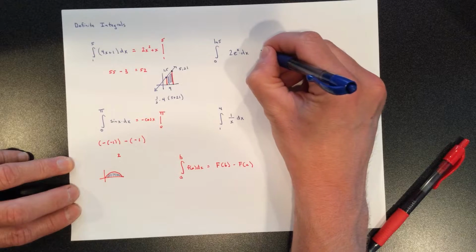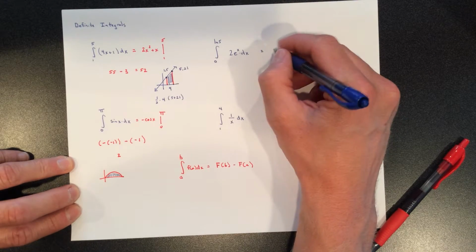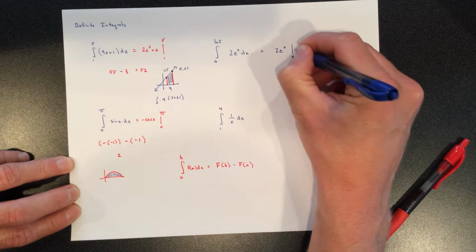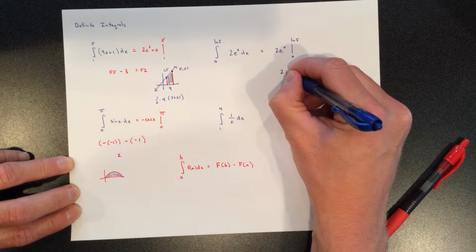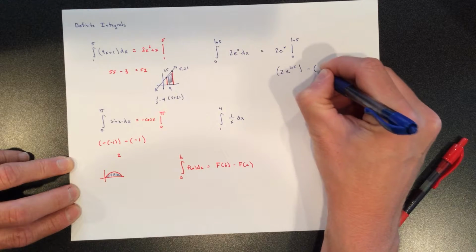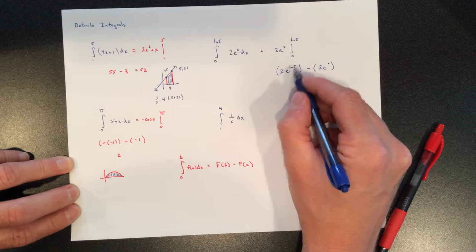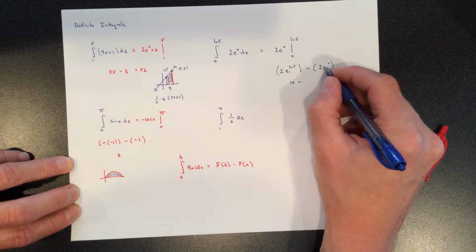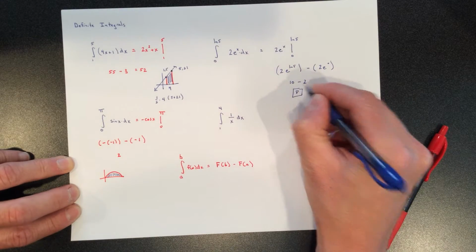Okay, how about this one? So the integral of 2 e to the x, so the integral of e to the x is just e to the x. Those are the easiest ones. So it's just 2 e to the x, and then evaluate from 0 to the natural log of 5. So that's just 2 e to the natural log of 5, right? Minus, and then plugging in 0, 2 e to the 0. Well, e to the natural log of 5 is just 5. 5 times 2 is 10. E to the 0 is 1. 2 times 1 is 2. So then that is 8.